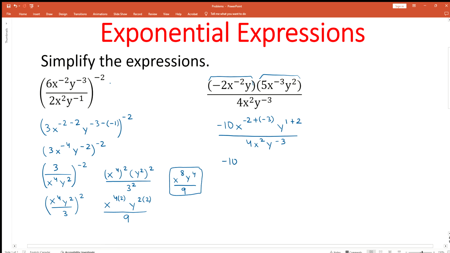Next, we should add the exponents on x and y in the numerator. Negative 2 plus negative 3 is equal to negative 5. 1 plus 2 is 3. Next, we should simplify the terms in this fraction. We can reduce the coefficients negative 10 and 4 and combine the x and y terms. Both 10 and 4 are divisible by 2.